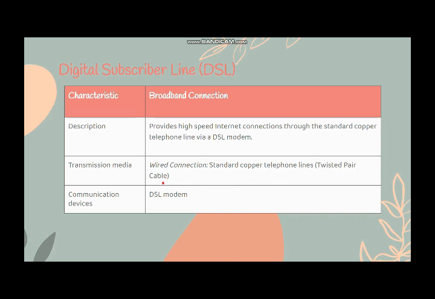Okay, why not let us ask Abu to explain about DSL to us. Abu, please explain DSL to us.